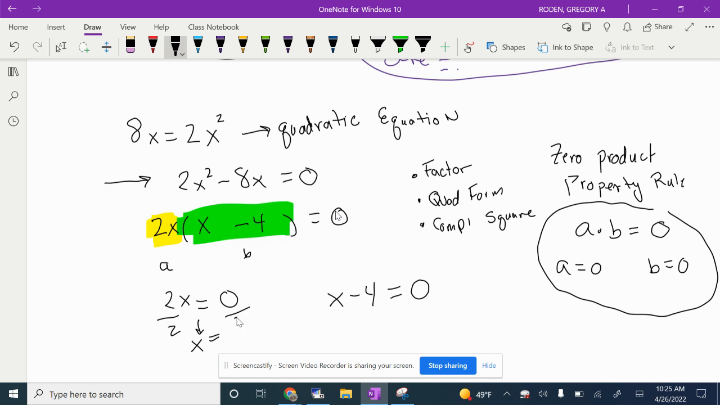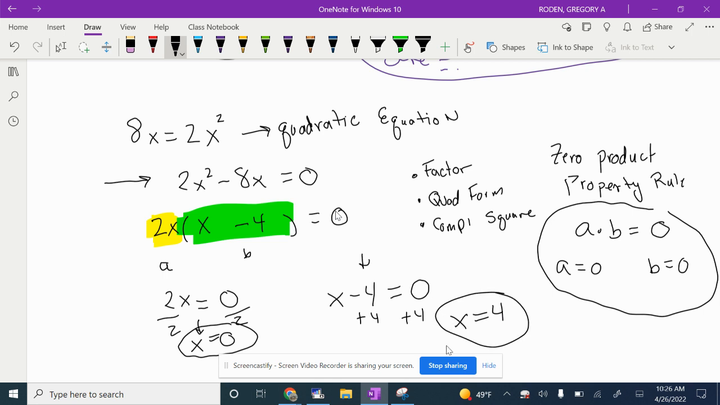Divide both sides by 2. What's 0 divided by 2? 0. So there's one solution we could have. What about this one over here? What are we going to do to both sides? We're going to add 4 to both sides. So now we get x equals positive 4.